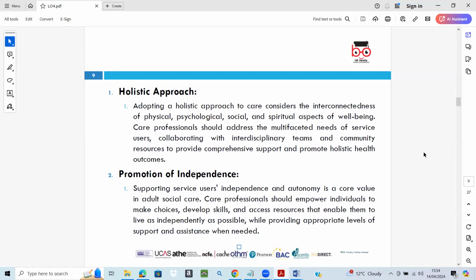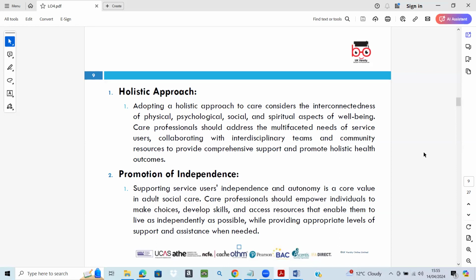Independence is fundamental to dignity and self-esteem. Empowering service users to make their own choices and develop skills enhances their capability to manage their own lives. This not only fosters a sense of accomplishment and self-worth, but also aligns with person-centered care, where the preferences and the abilities of the individual are respected and prioritized.